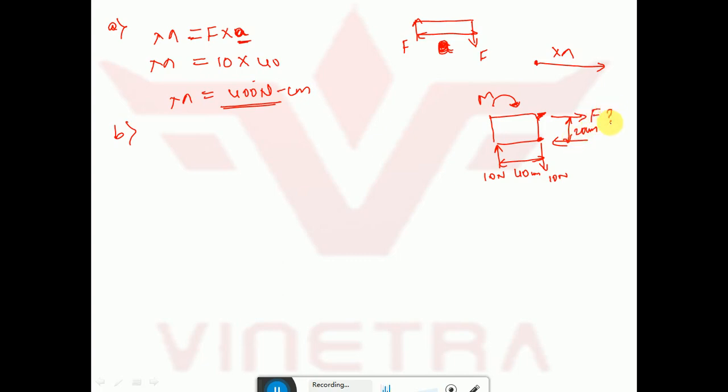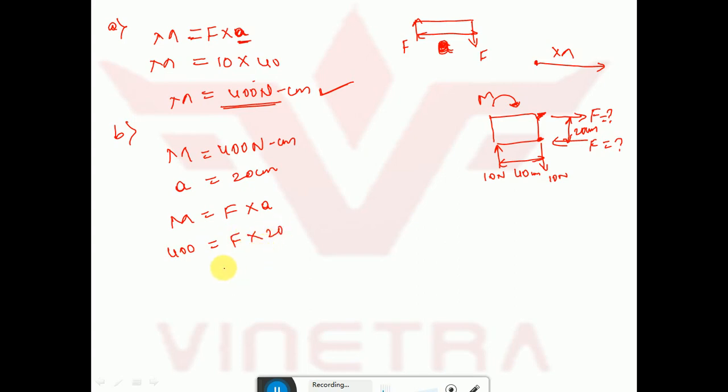I don't know what this force is. I need to find out what the force should be so that I get an equivalent couple of 400. What I know is that because of these two forces, a moment of couple of 400 Newton centimeter should act, and the distance a is 20 centimeter. So what is the formula? Moment of couple is equal to force into perpendicular distance between the two forces. So the moment of couple is 400 Newton centimeter. Force I don't know, and they are apart by 20 centimeter.